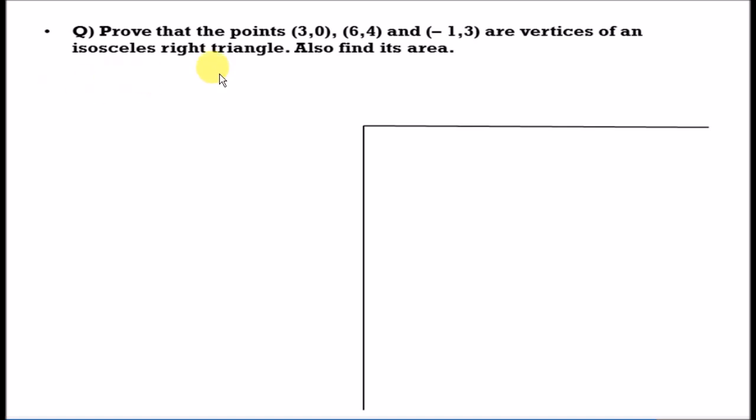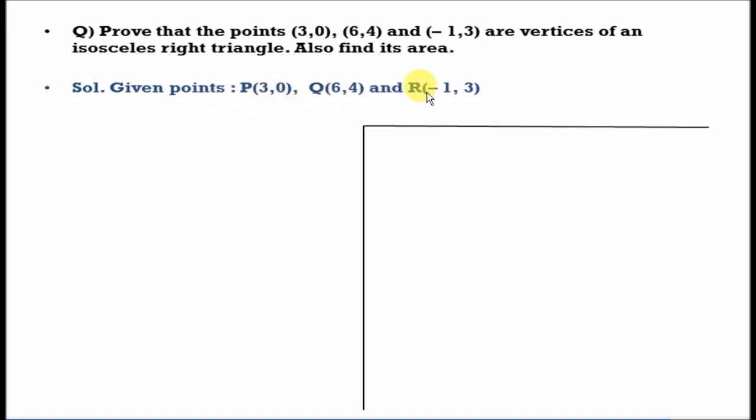Let's do one more question, and the question is: prove that the points (3, 0), (6, 4) and (-1, 3) are vertices of an isosceles right triangle, and we also need to find its area. So the new addition is we also need to find its area. In the previous question also we did the same thing, but we did not have to calculate the area.